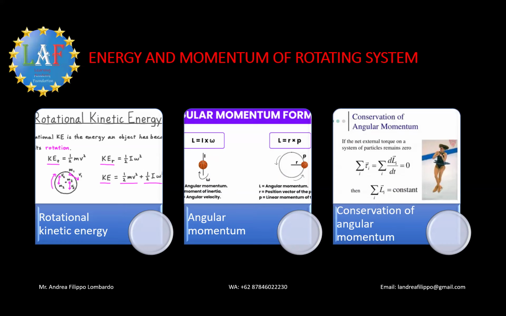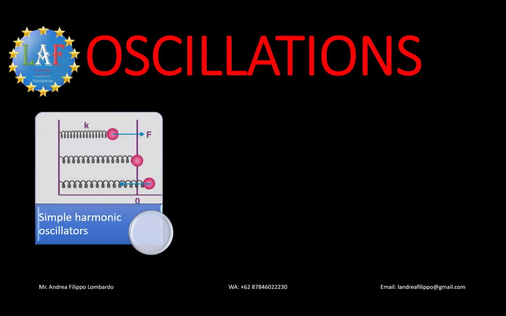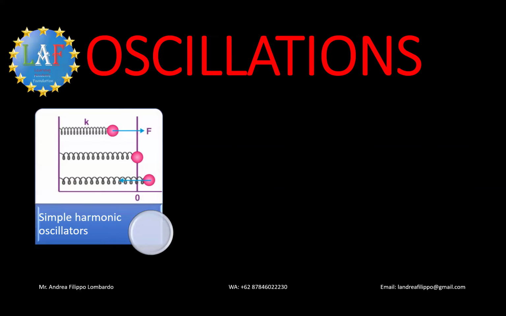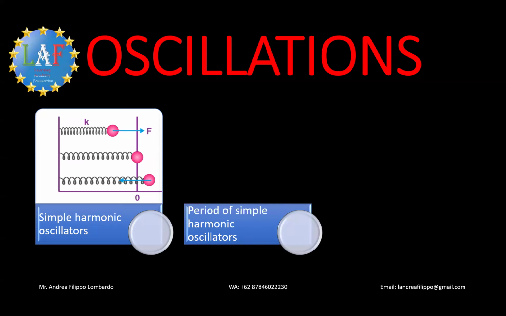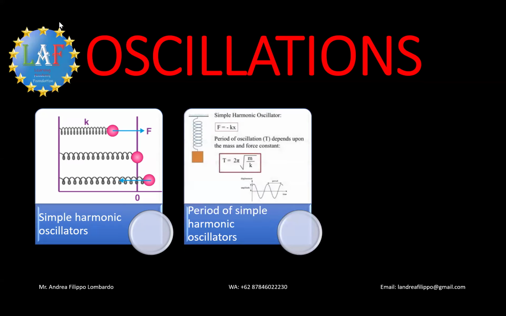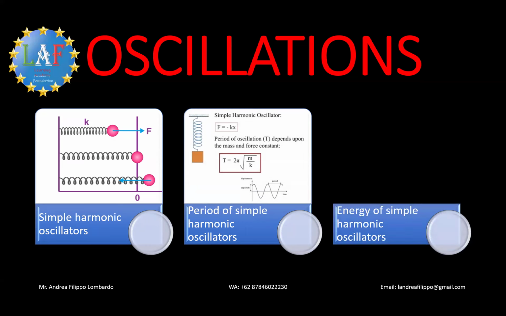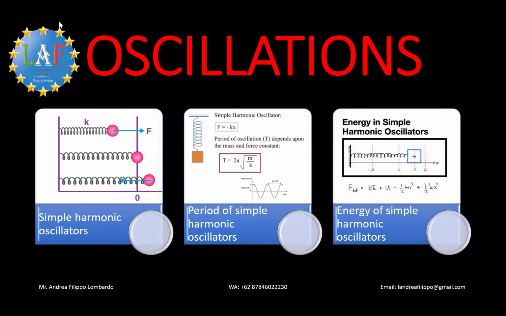The next section will be about oscillations, where students will learn about simple harmonic oscillators, with the intuition, definition of amplitude and period, and equation. Period of simple harmonic oscillators of a mass on a spring or end of a pendulum. Energy of simple harmonic oscillators, so graphs for simple harmonic motion.